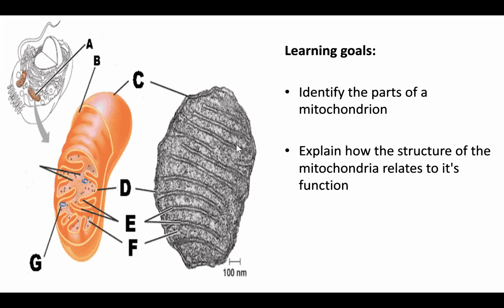We want a lot of inner membrane because the inner membrane is where we're going to find the electron transport chain and the enzyme ATP synthase. And both of those components are important to making the bulk of our ATP.